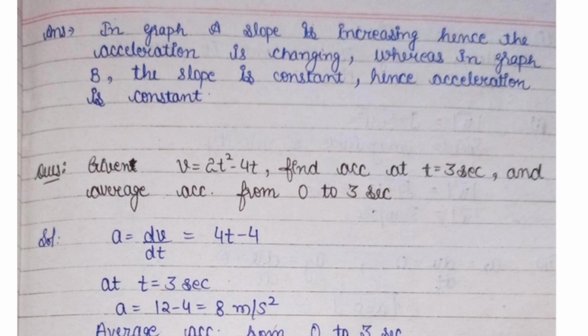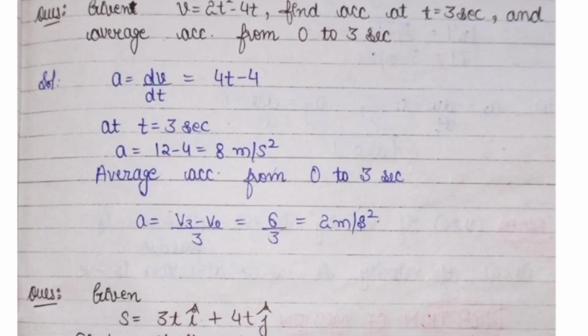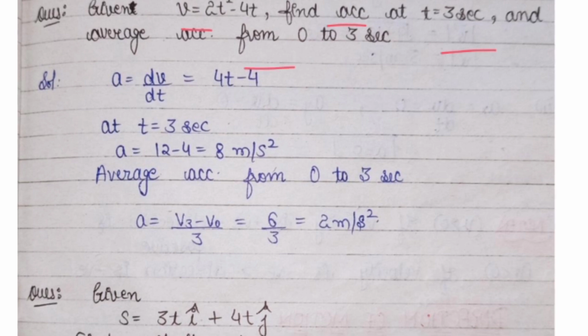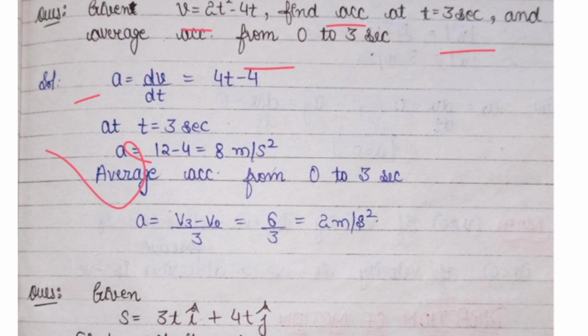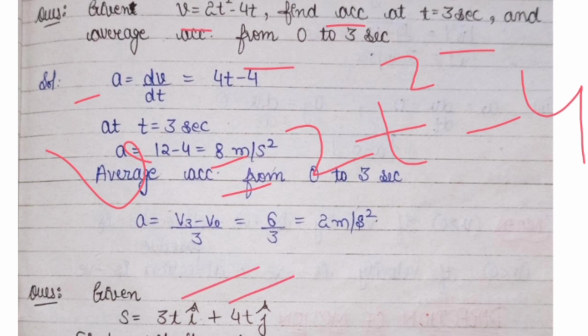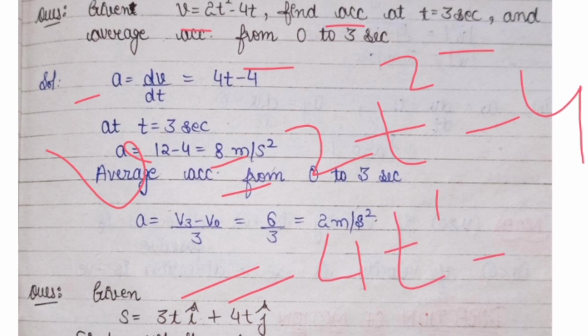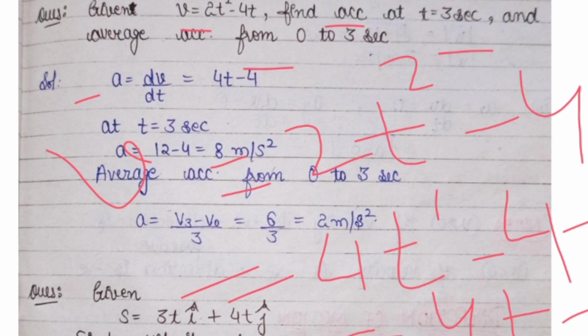This is a numerical. Given velocity equals 2t square minus 4t. Find acceleration at t equals 3 seconds and average acceleration from 0 to 3 seconds. Okay, we know acceleration is differentiation of the velocity with respect to time. We are going to differentiate 2t squared minus 4t with respect to t. This will be 2 into 2, the power 2 will come forward, that will be 2 into 2, 4. t, one power will be reduced, t to the power 1, minus 4. Here is power 1. Power 1 will come forward. This will be 4, t power 0. This will be equal to 4t minus 4.